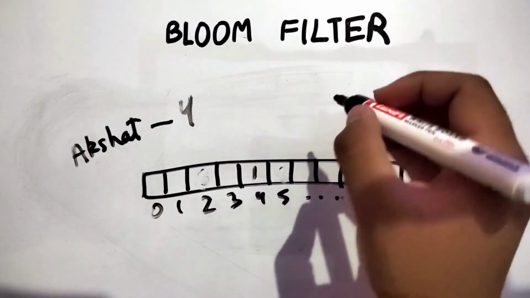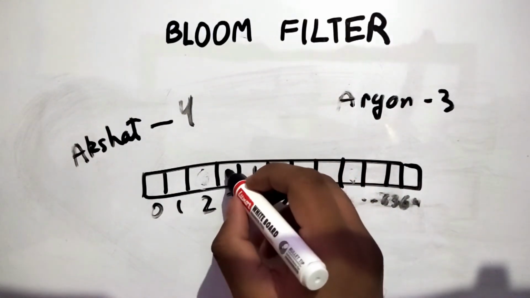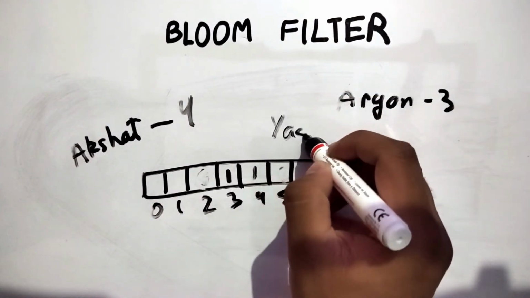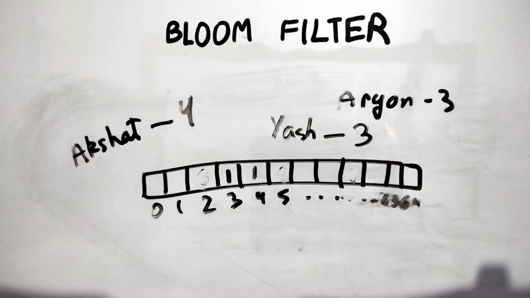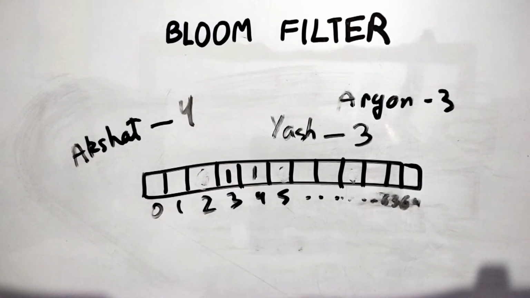Similarly, when we have Aryan, who has a mod value of 3, we go to the third and put it as 1. Suppose we have a value Yash. It is giving us a mod value of 3. So we go to the third index, and we see that 1 is already filled. So this is where the collision happens. There are several ways of handling collisions. One of the main ways is to just leave it be. If the value is already filled, keep it filled, do nothing about it.